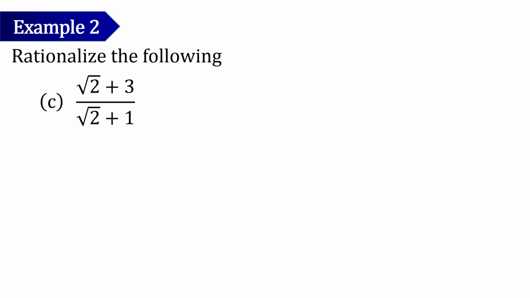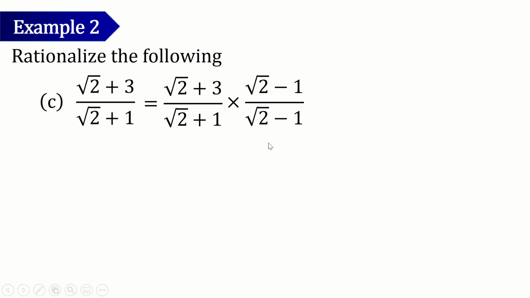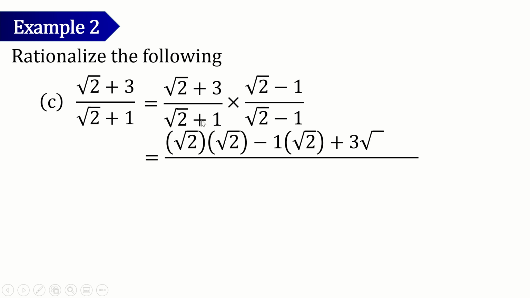Third example: √2 plus 3 over √2 plus 1. To rationalize this, we need to multiply with the conjugate of the denominator, which is √2 plus 1. So the conjugate is √2 minus 1. So we multiply to the numerator and denominator. For the numerator, we just expand. We have √2 times √2, minus 1 times √2, positive 3 times √2, and again 3 times negative 1 is negative 3.